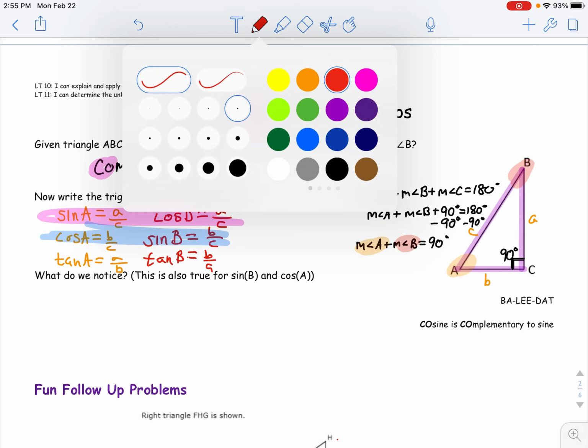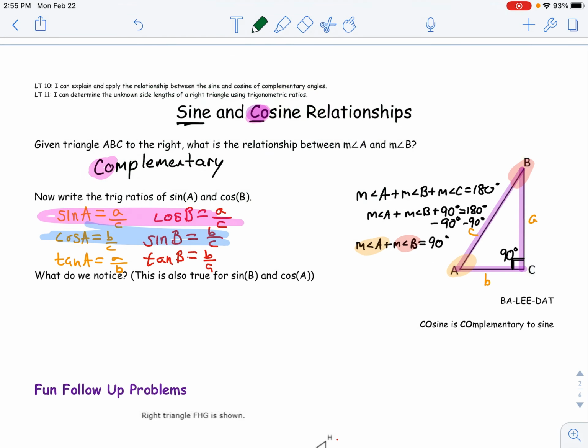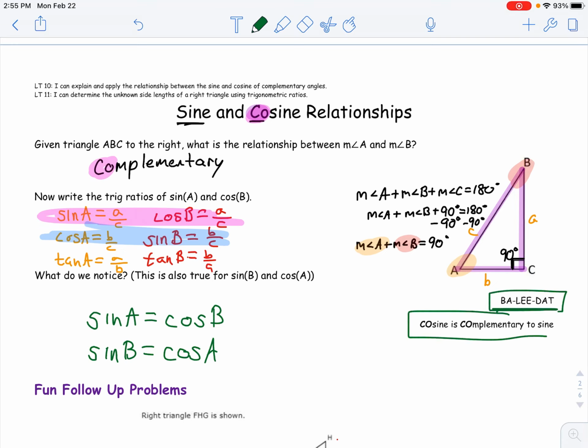So what do we notice? We know that sine of angle A is always going to equal cosine of angle B. Even vice versa, or mixing it up, you could say the sine of angle B will equal the cosine of angle A. This is true for all right triangles. All right, cosine is complementary to sine. You better believe it.